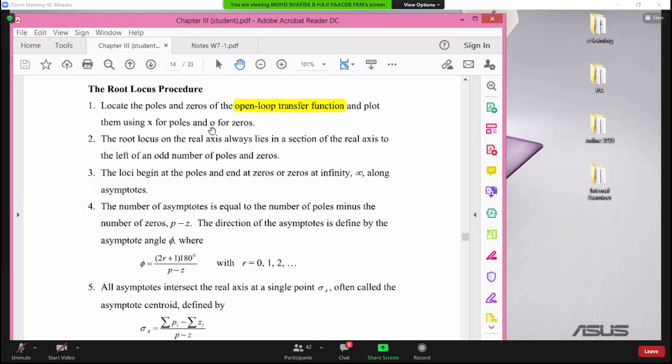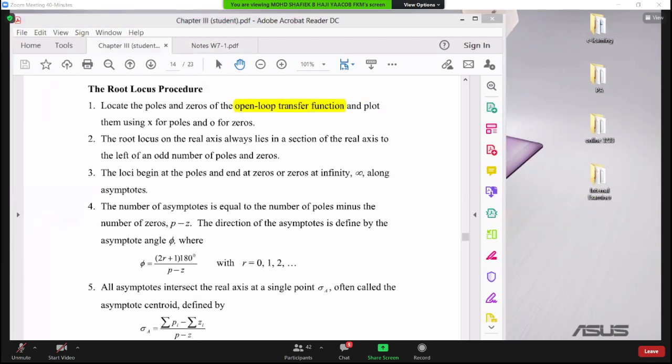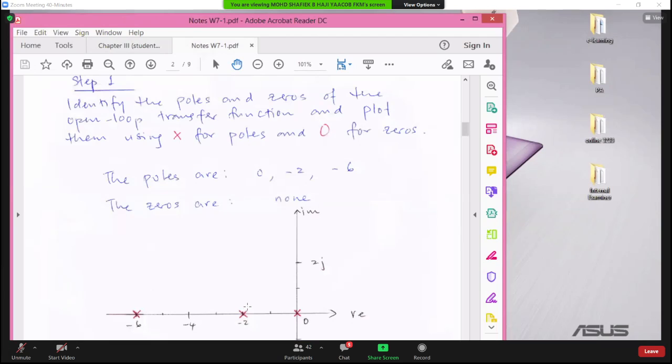Locate the poles and zeros of the open loop transfer function. You may get 1 point out of it. See how easy it is to get marks? You can get 1 point already just by locating the zeros and the poles.